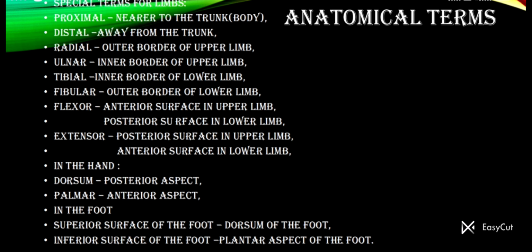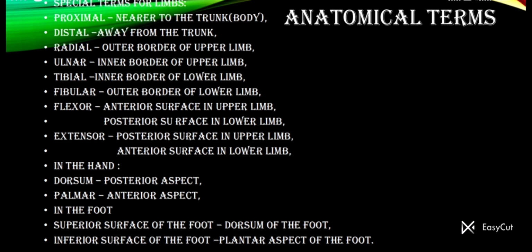Radial, ulnar. If you see the forearm, we have two bones in the forearm, radius and ulna. Radius is the lateral bone. Ulna is the medial bone. So radial means outer border of upper limb. Ulnar means inner border of upper limb.